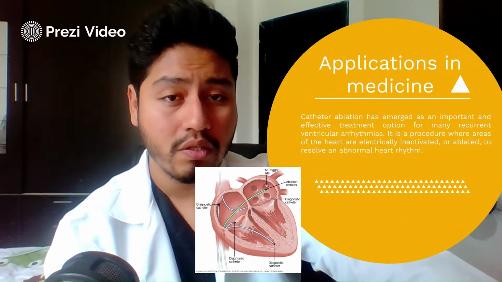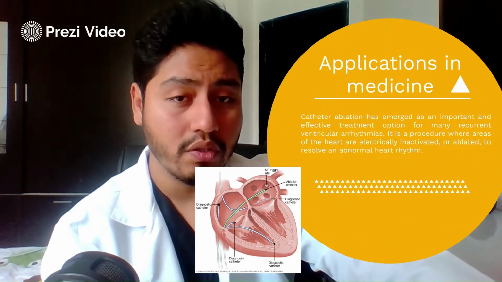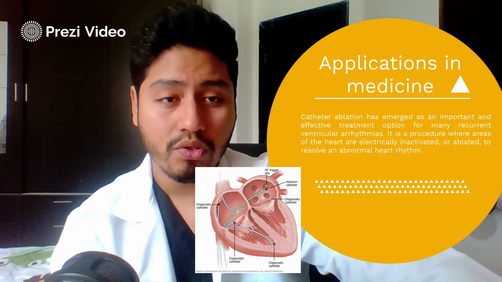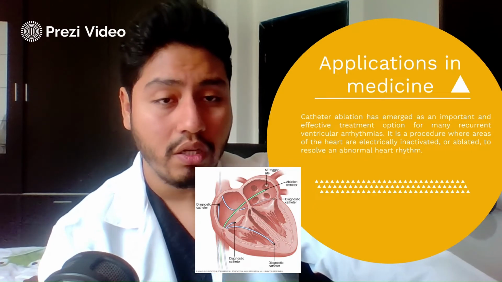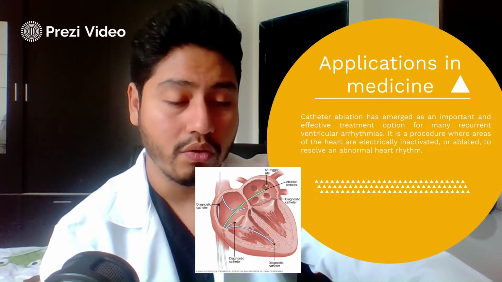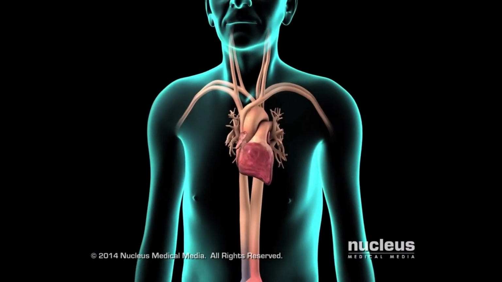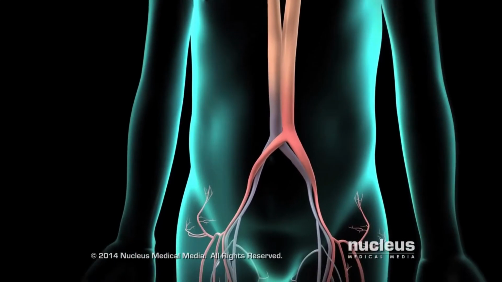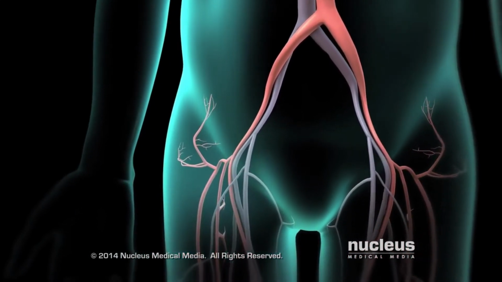In medicine, catheter ablation has emerged as an important and effective treatment option for many recurrent ventricular arrhythmias. It is a procedure where areas of the heart are electrically inactivated or ablated to resolve an abnormal heart rhythm. For certain types of arrhythmias, a catheter ablation procedure may be necessary to stop the heart tissue from causing the arrhythmia.